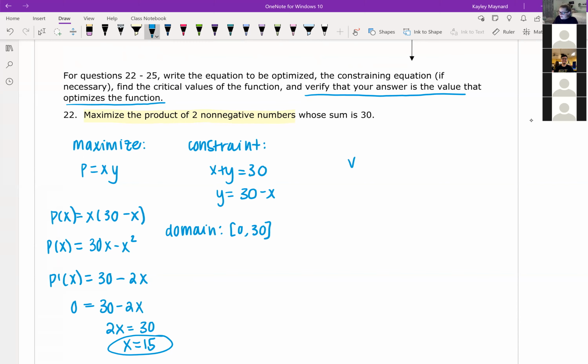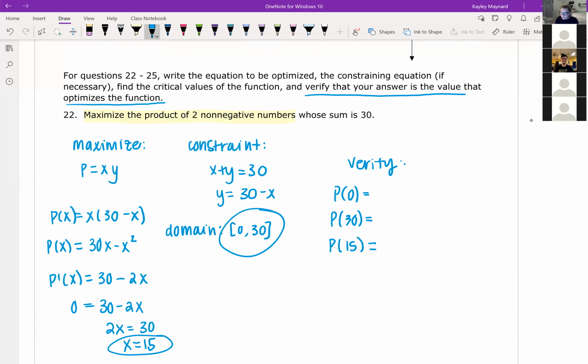So I'm going to verify. And so that means that I'm going to take my endpoints of my domain and I'm going to plug that in. So P of 0 and then P of 30. And then I'm going to also plug in the critical value. So P of 15. And I'm going to see which output in my case is the biggest because I'm looking to maximize. And whichever one gives me the biggest output, that is going to be the answer that optimizes the function.